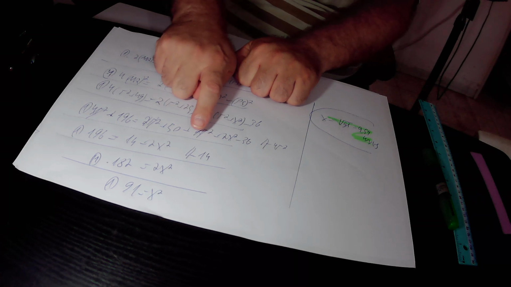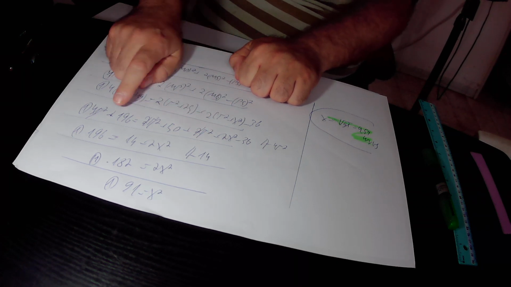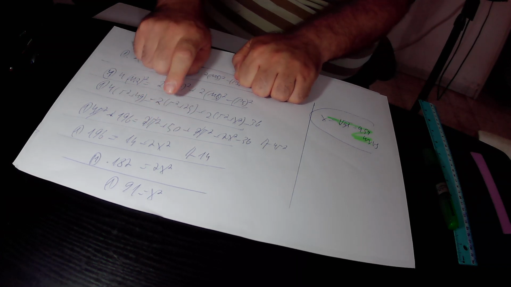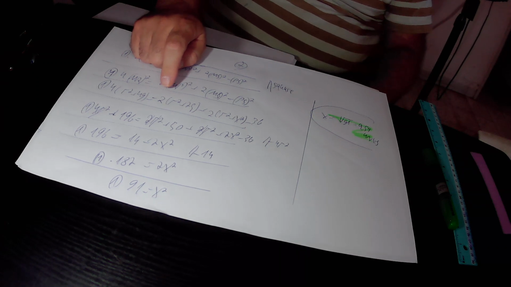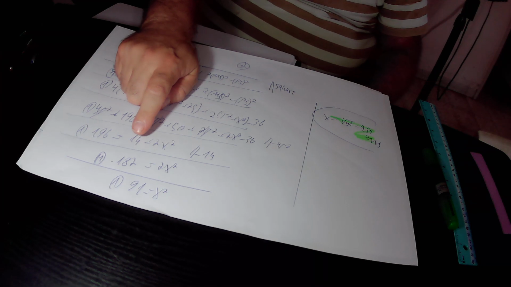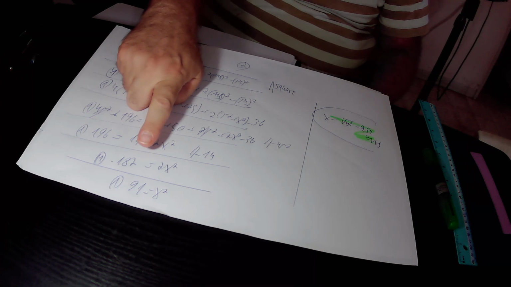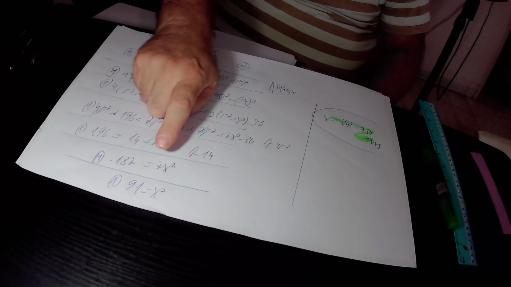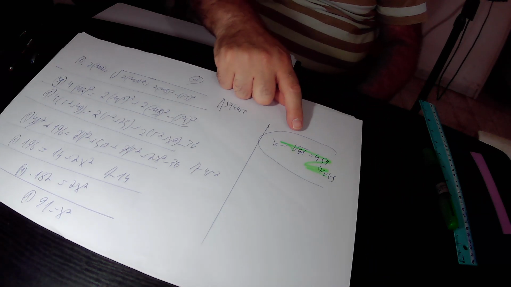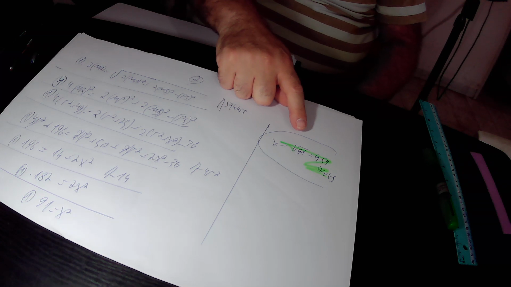Here we subtract the 14 from this equation, and finally find that 196 minus 14 is 182, so 182 equals 2x squared. Here we divide this equation by 2, and finally find that 182 over 2 is 91, so 91 equals x squared. Here we take the square root of this equation and finally find that x equals the square root of 91. The square root of 91 is 9.54.